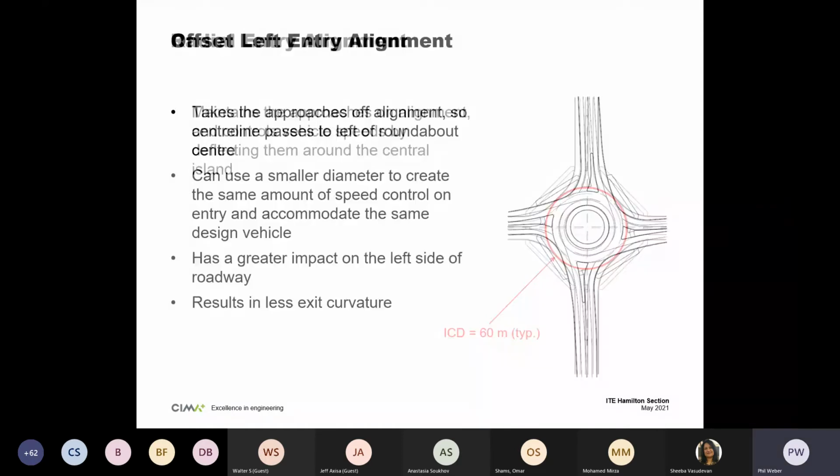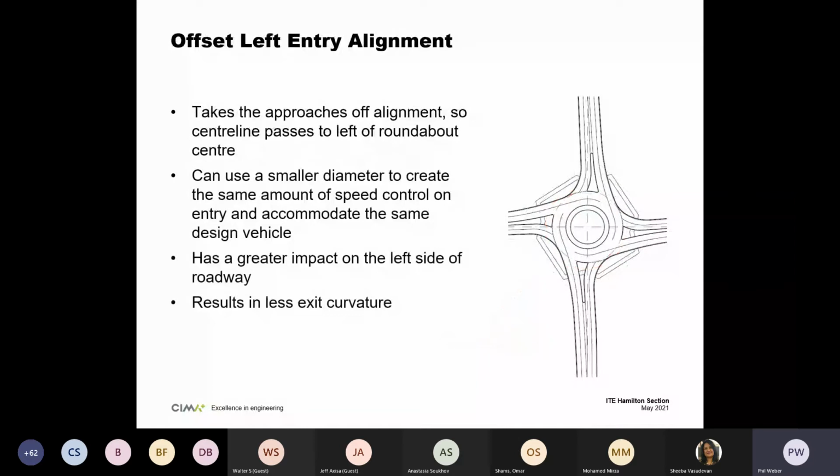Offset left entry alignment takes the approaches off alignment so that the center line passes to the left of the roundabout center. We can use a smaller diameter to create the same amount of speed control on the entry and accommodate the same design vehicle. But we will have greater impact on the left side of the roadway, and we will have less exit curvature. So you see we can use an ICD of 50 meters instead of 60 meters. And as we say, same amount of speed control on the entry, and it accommodates the same design vehicle.